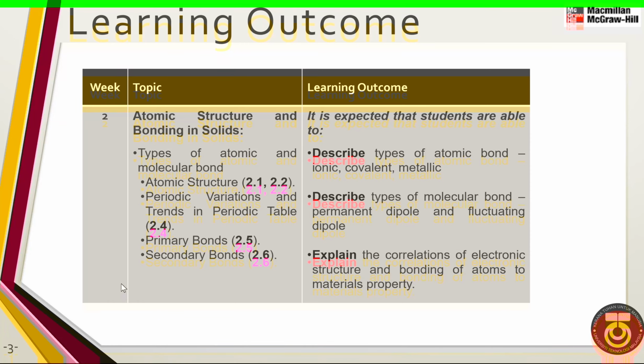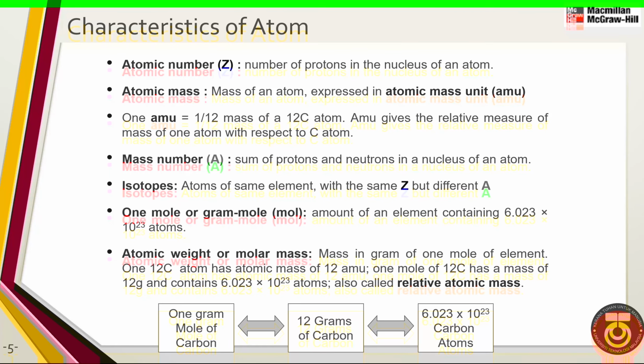Okay, so I hope that students already have an overview of what they should expect for this subject or for this subtopic. And now let us start this video lecture. So here I want to give some definitions. The first one is the atomic number, which is given as Z. Atomic number is actually the number of protons in the nucleus of an atom. Okay, so atomic number is Z. And then we also have the mass number, which is A. So what is mass number? Mass number is the summation of protons and also neutrons in the nucleus of an atom. Okay, so we have atomic number Z and mass number A.